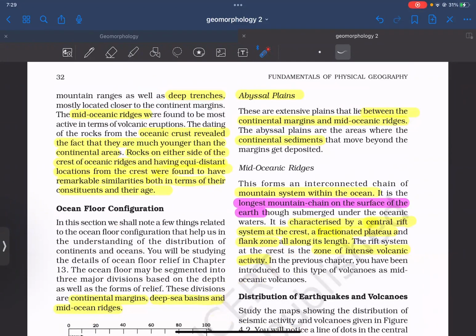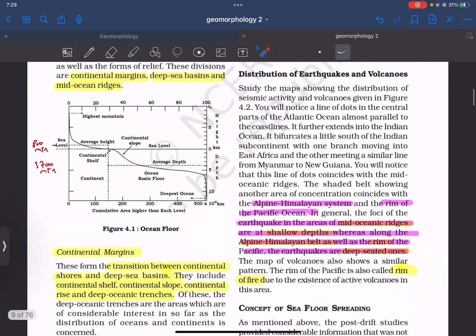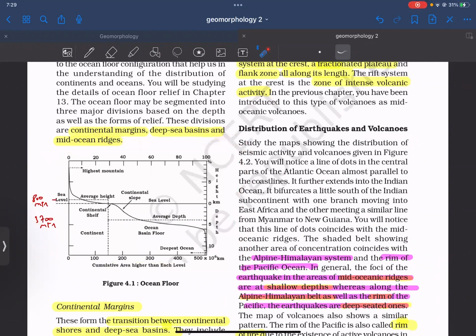So what all was found while exploring the ocean floor? We found out that the ocean floor looks like this. It has various features: continental shelf and continental slope, rise. Then it has a plain, which we call the abyssal plain. Then trenches are present, like valleys we find on the land surface. Valleys found on the ocean floor are known as trenches. Then it has mid-oceanic ridges. So these were the landforms that were found.